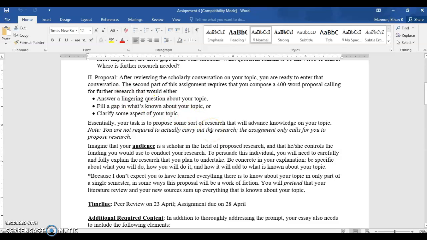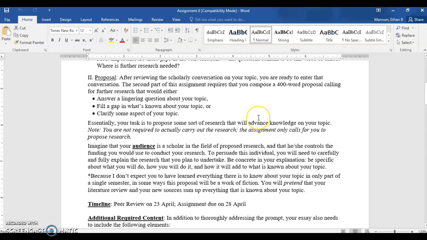Try to be creative. Try to have a little bit of fun. You get to imagine that you have unlimited time and unlimited resources, by which I mean money, to add something else to what we know about your topic. You could literally propose to build a laboratory on the moon, if that made sense as a way to find out something new about your topic.